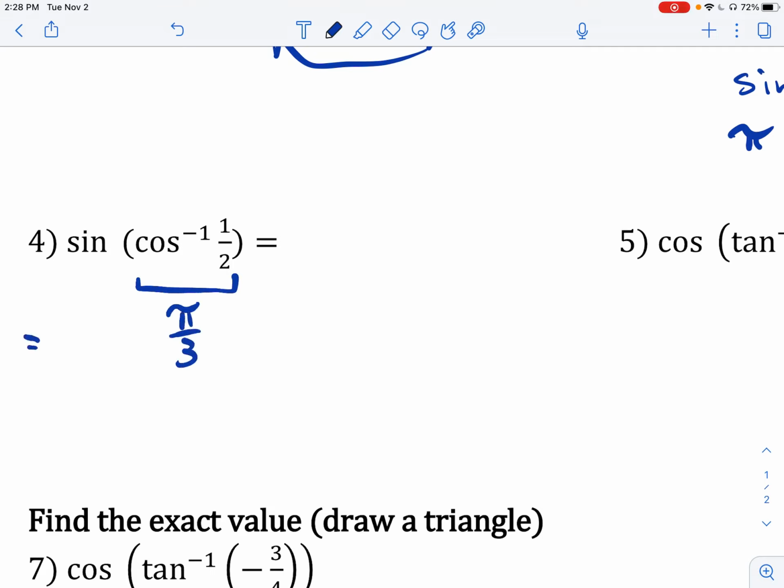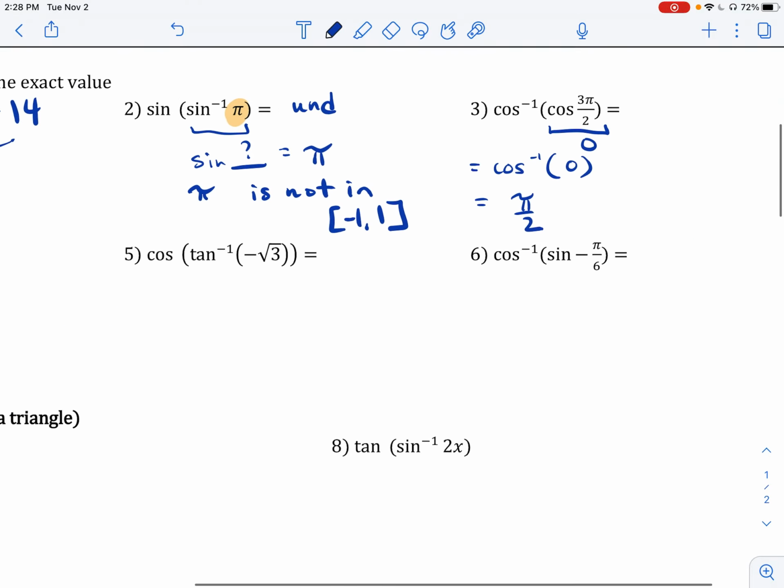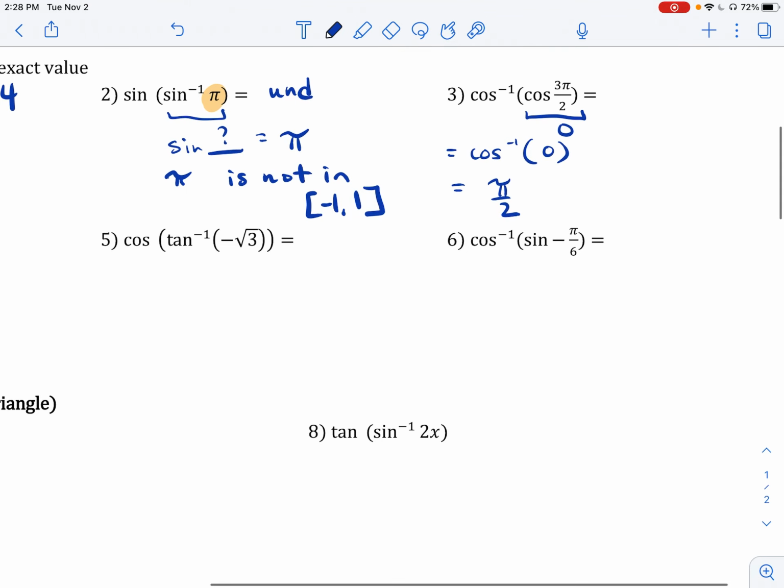So what is the sine of pi over 3? This would just be equal to √3 over 2. Okay? Go ahead and pause the video and try numbers 5 and 6 on your own.